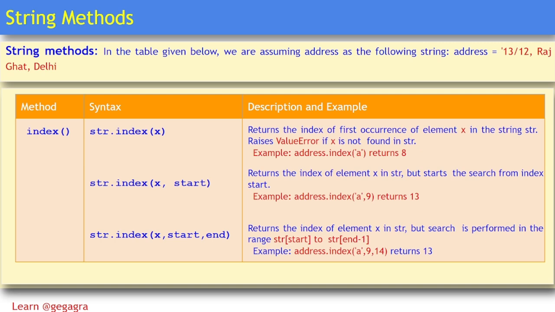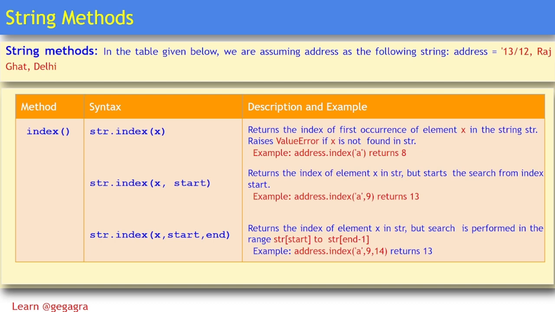So this is a table. Here I'll discuss the index function. The index function is written as the string dot index and the character you want to find the index of. It will return the index of the first occurrence of element x in the string str. If the character does not exist in the string, it will raise an error called ValueError.